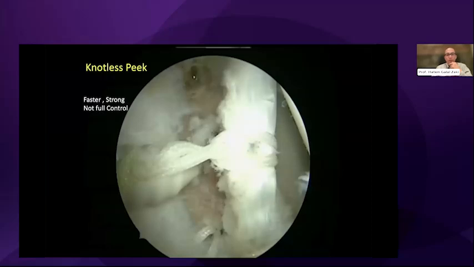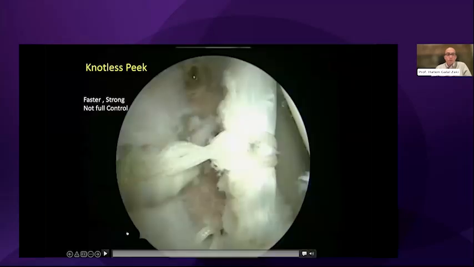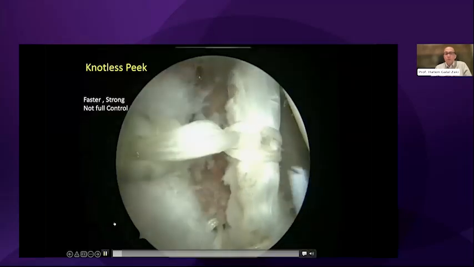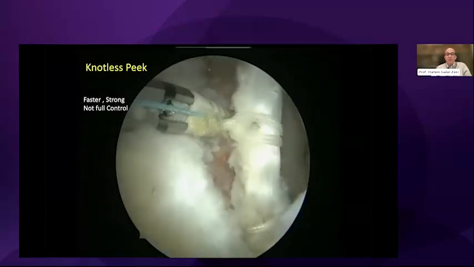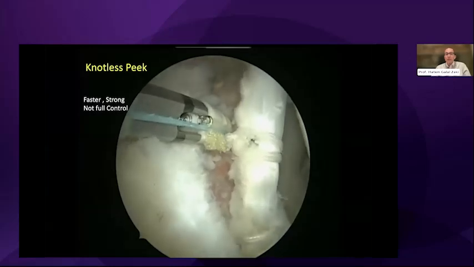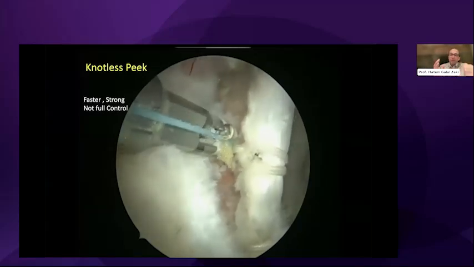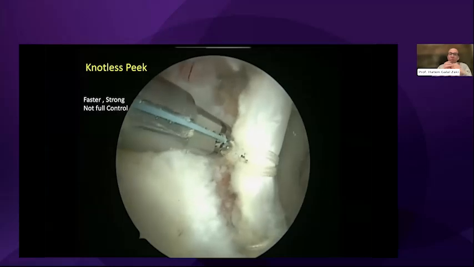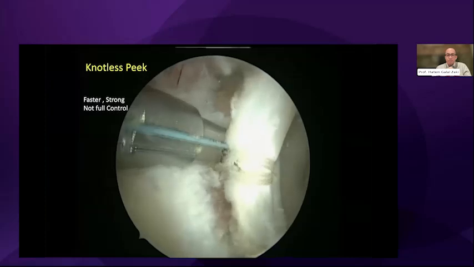This is an example of the knotless anchor, which is a PEEK one, and this is a big one. This is an older version we used to use, and I don't use it anymore because of the size. This is more than 2 millimeters, about 2.7 millimeters. But again, as you see, I don't have control on eversion of the labrum. You have to really predict the tension. So as you go in with the anchor, the labrum everts backwards, which you don't want. You want the inversion to maintain the labral C.